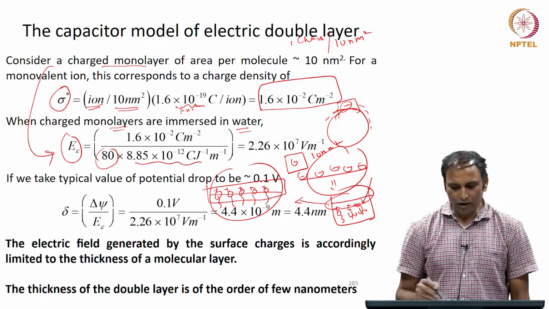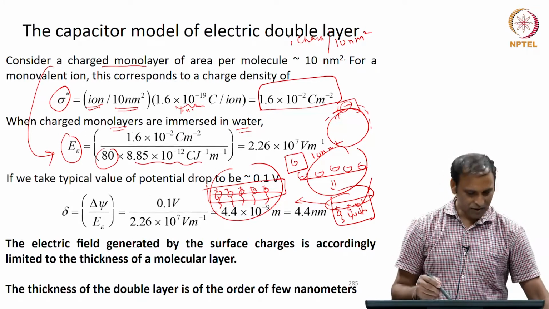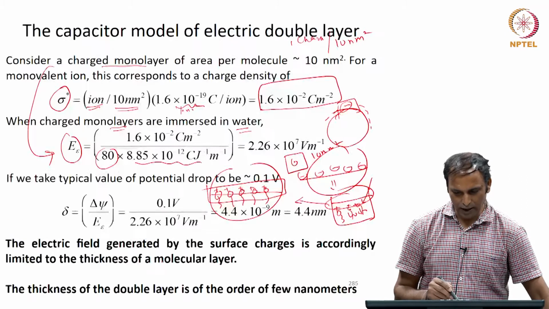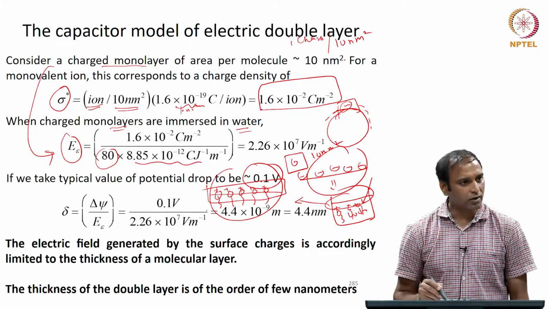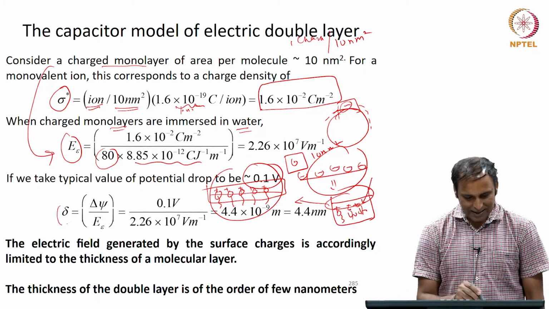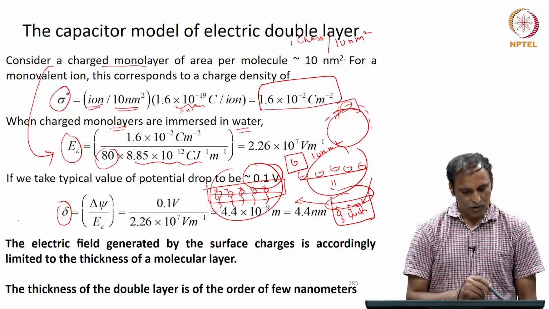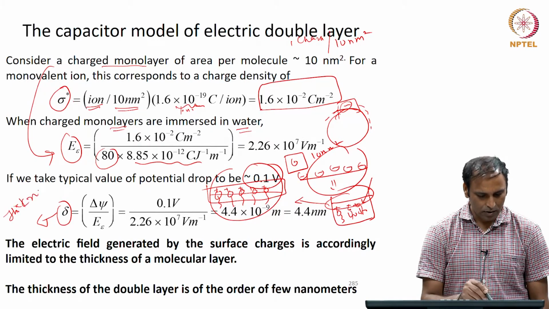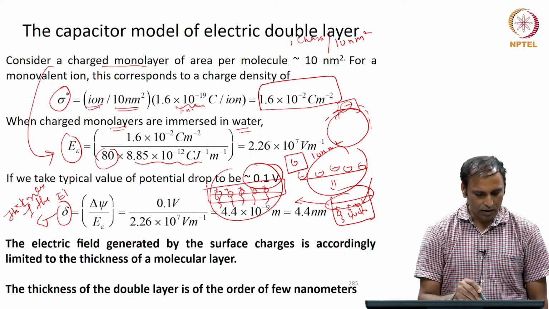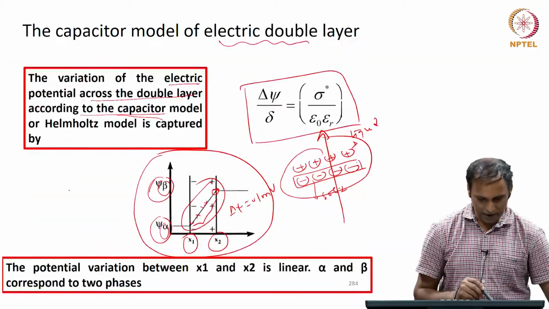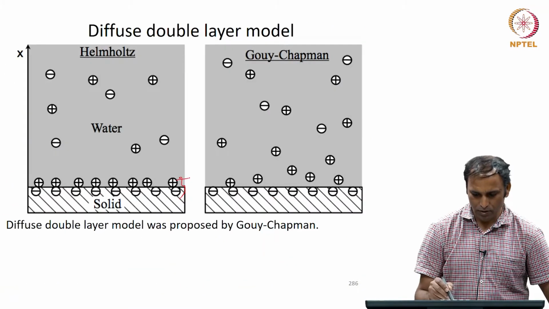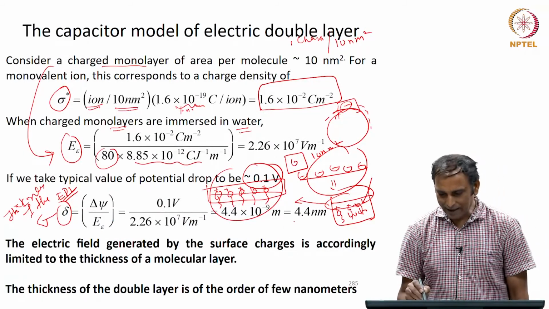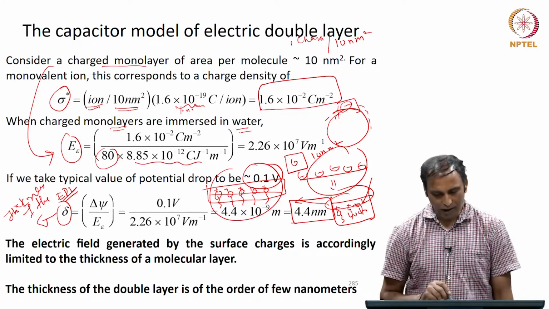And typically, when we talk about the potential drop across such charged monolayers, a typical value that people talk about is about 0.1 volts. If I substitute 0.1 volts, I can actually get delta. It tells you something about the thickness of the electrical double layer. The double layer in this case corresponds to this and this. The thickness of the double layer is given by delta, and I can calculate that, and it turns out to be something like 4.4 nanometer.